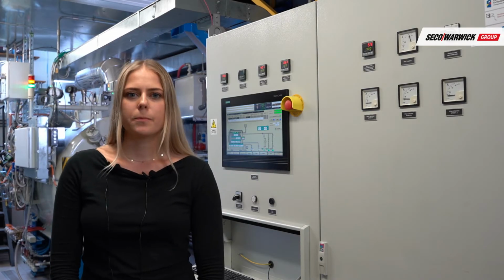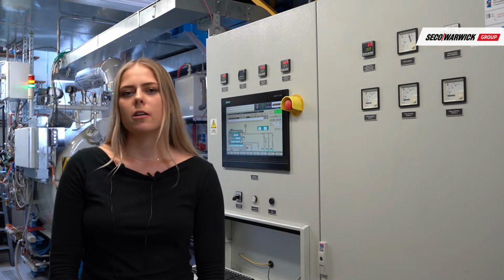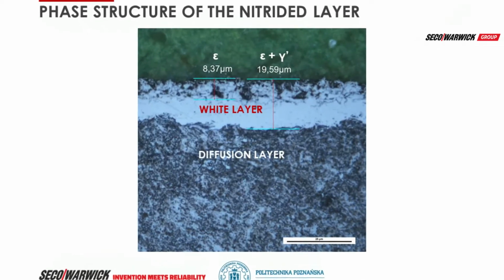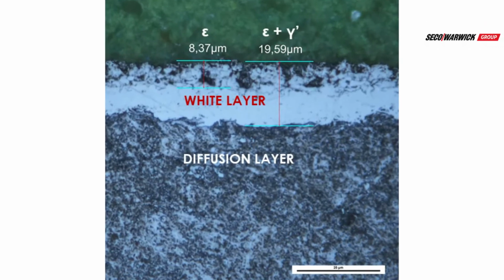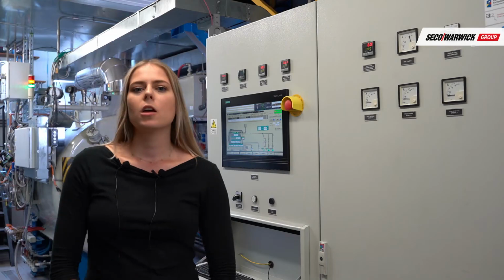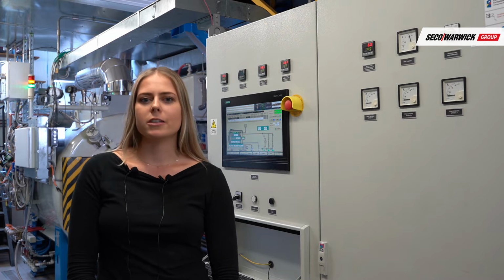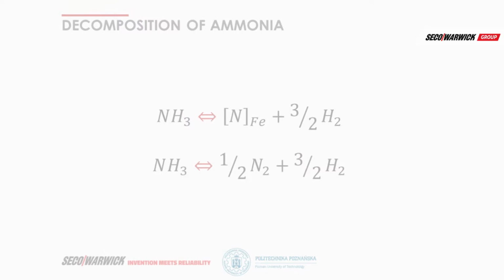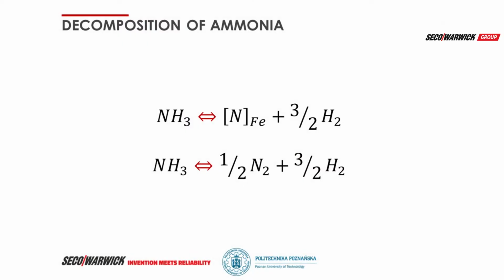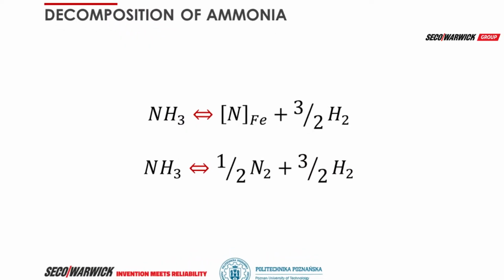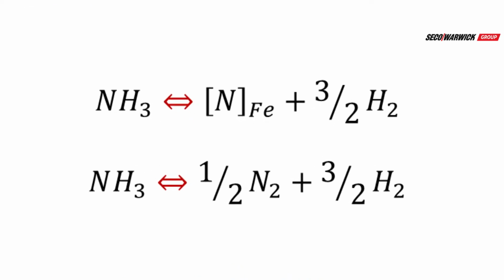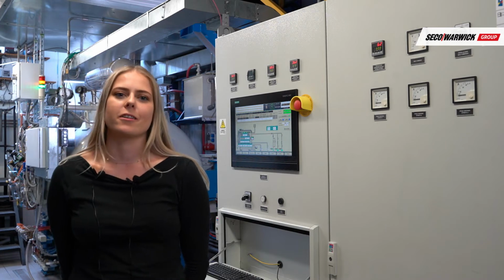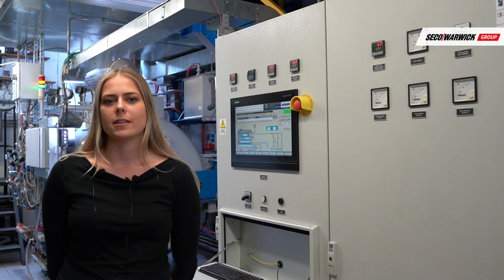The created diffusion layer, depending on nitriding potential, can consist of epsilon, gamma prime, and alpha phases. During nitriding processes in high temperatures, reaching between 490 and 560 degrees Celsius, ammonia, when in contact with metal surfaces, decomposes into nitrogen and hydrogen. As a result of those reactions, the atmosphere in the furnace consists of ammonia, hydrogen and nitrogen.